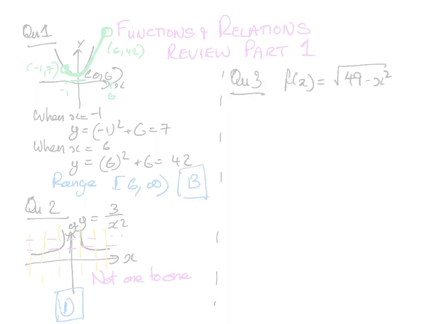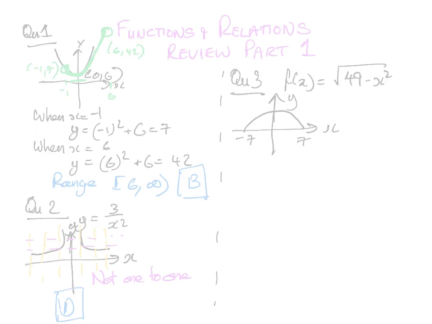Looking at question 3, the function with rule f of x equal to the square root of 49 minus x squared, the maximal domain. So it's basically saying the domain is restricted purely because of the nature of the graph. Hopefully you can recognise that as a semicircle. So we've got this graph that looks like this, and it goes from there to there, -7 up to 7.